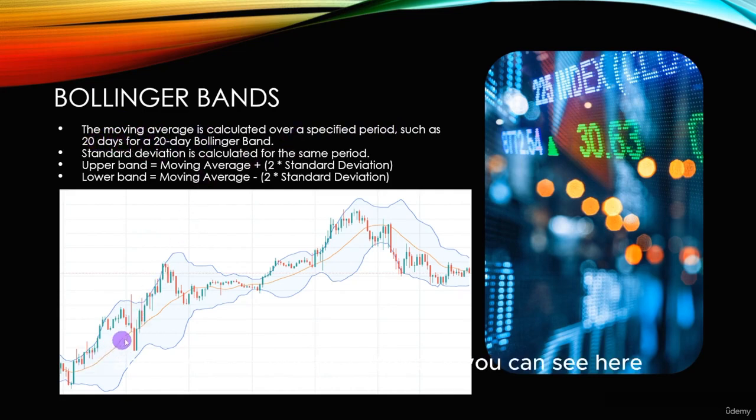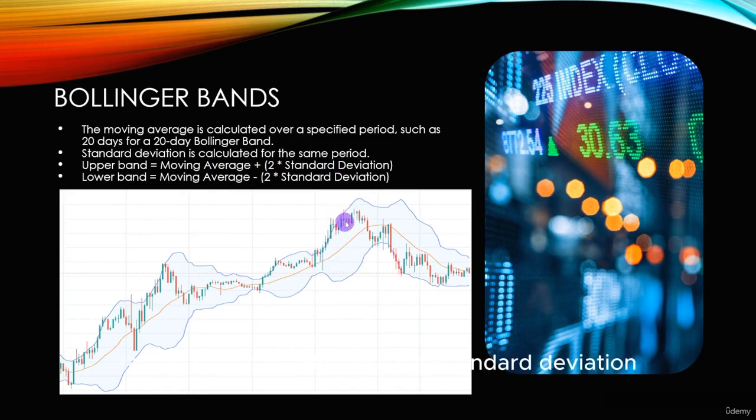And this is the orange curve that you can see here in the middle. It's nothing but a simple moving average. And then we have a standard deviation that's calculated for the same period of time. So we took 20 days in this example. And the upper band is this blue line, the upper blue line that you can see here. It's computed this way: it's the moving average plus twice the standard deviation of the price.